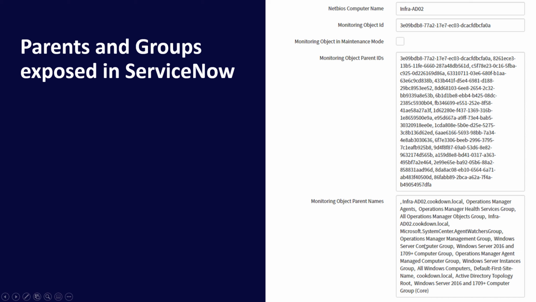So you can see in here, if we wanted to pick all of the Windows Server 2016 and 1709 Plus computers by their group, we can now add a condition to our creation rules saying Windows Server 2016 and 1709 computer group, which is really useful for where you've built out a comprehensive group structure in SCOM. Small thing, should make a big difference.